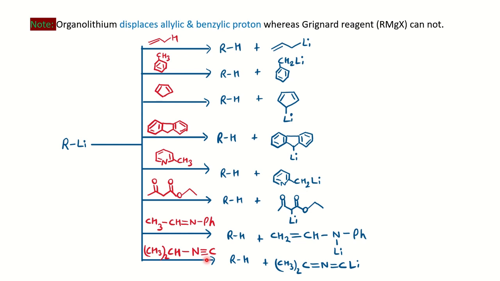So now you have isonitrile here, and again you can see there is a proton present on the carbon adjacent to the nitrogen, and it should be the most acidic, as we have seen in the previous example. And you can have conjugation here as well. Both carbons are present, so which carbon is going to be lithiated?